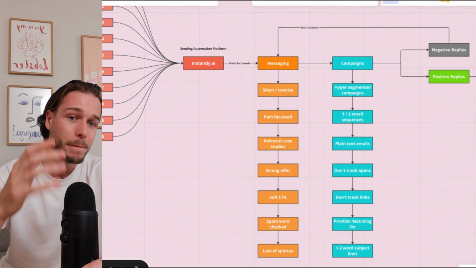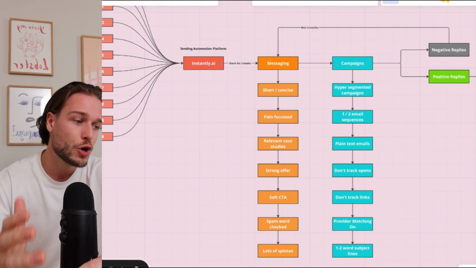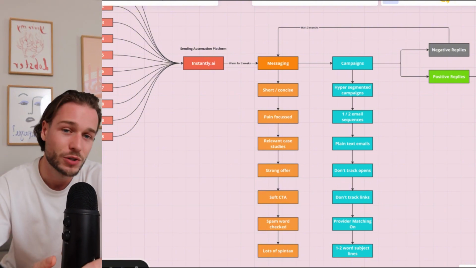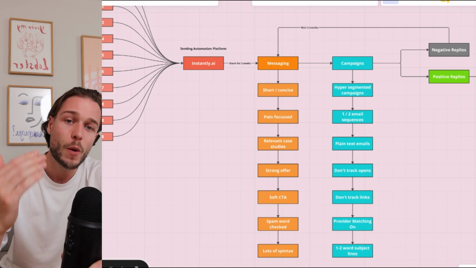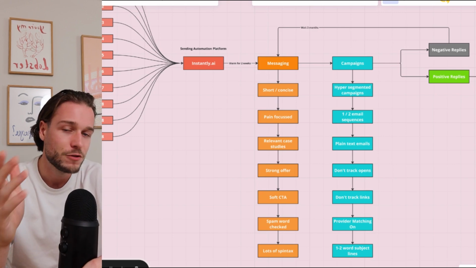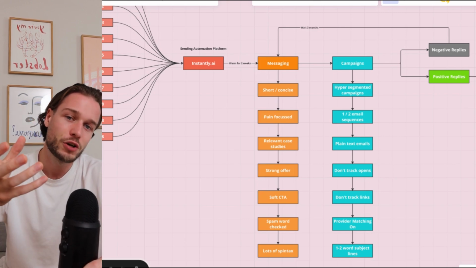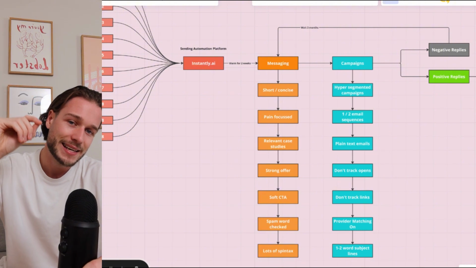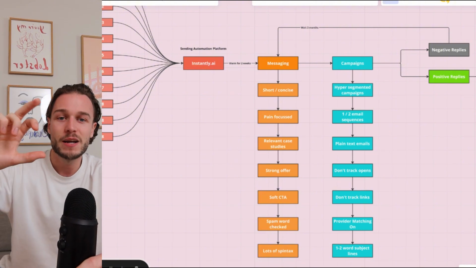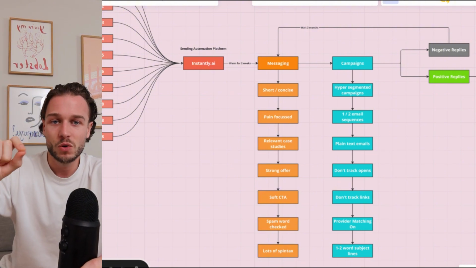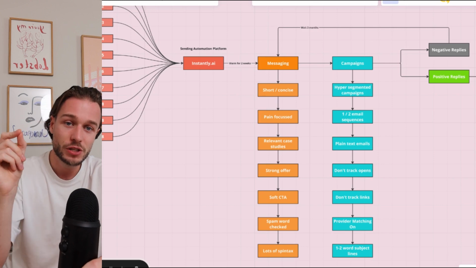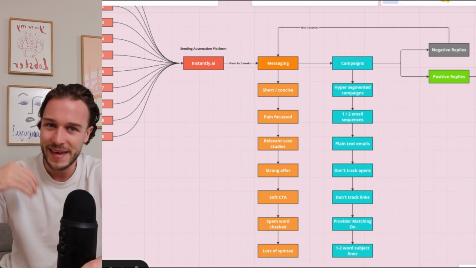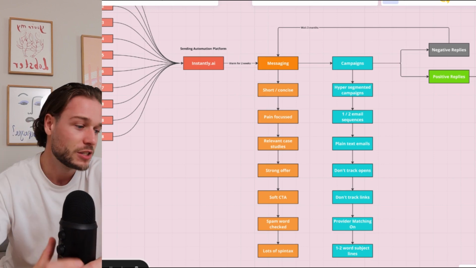Remember, I've already mentioned this: plain text emails, no HTML. Do not track any opens, don't track links, don't send any links in there. Ensure that you've got provider matching on. That means if you've diversified your email infrastructure across Google Workspace and Outlook, then with provider matching on, all of your Outlook ones will send to Outlook emails, and all the Google Workspace will send to Google Workspace, okay? This just increases your deliverability by just a smidge.